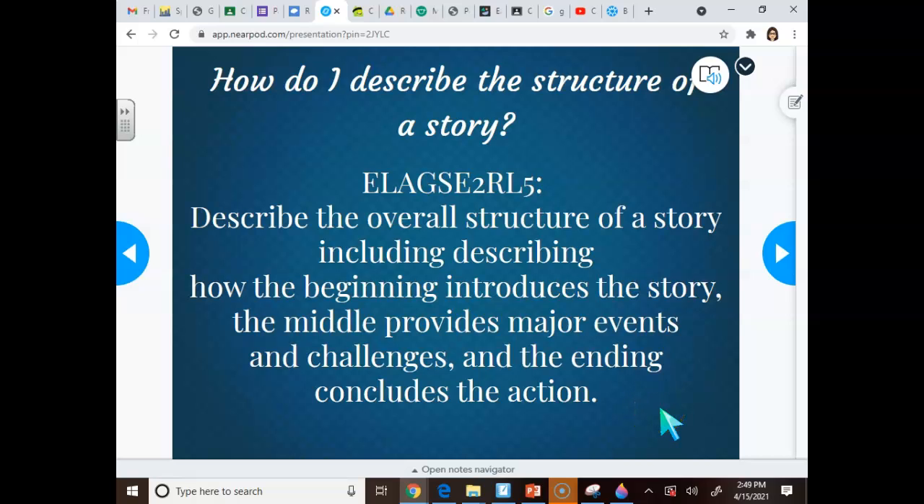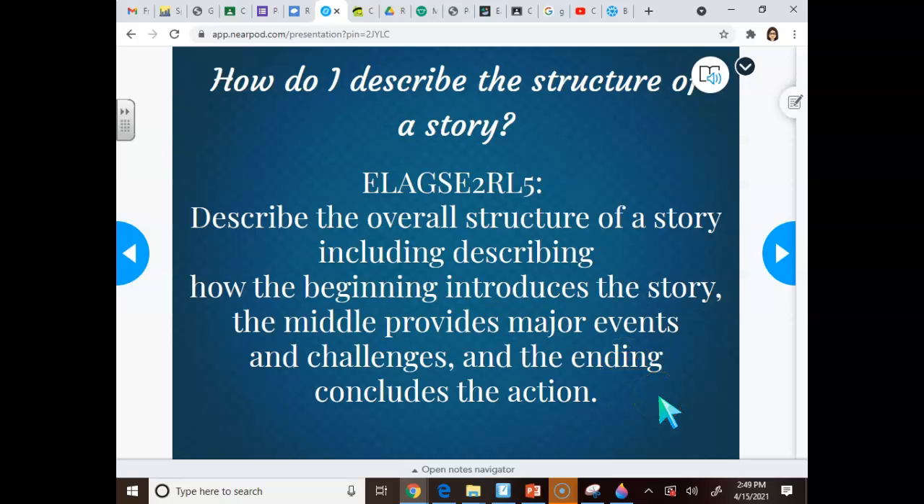Which part of a story closes the story? This part solves the problem. That is your ending. Your ending closes the story and it solves your problem.